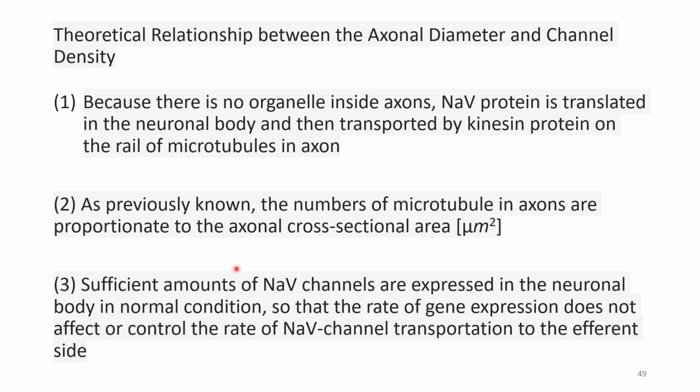So there is constant recycling of the channels. These channels are synthesized in the neuronal body and transported by kinesin protein, and they are coming through with the help of microtubules in the axons. Okay, and these microtubules are proportional to the axonal cross-sectional area. So if the axon is larger, more microtubules, more protein is present. So more rapidity of the conduction of the impulse.